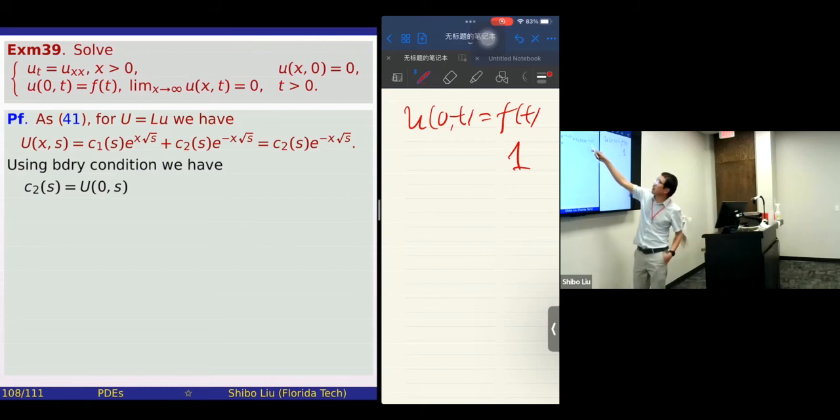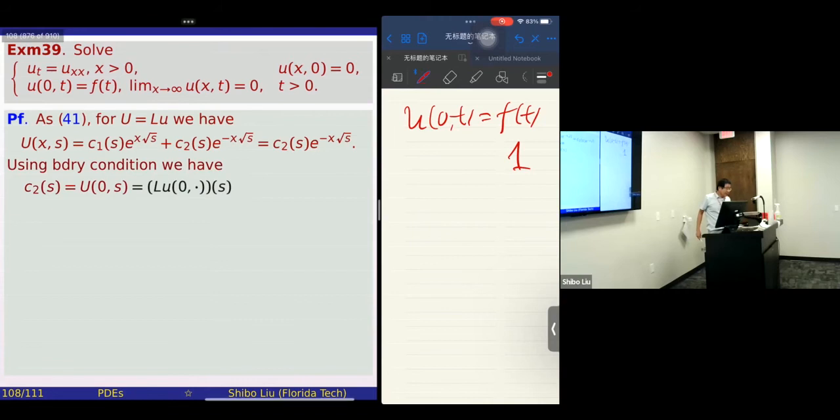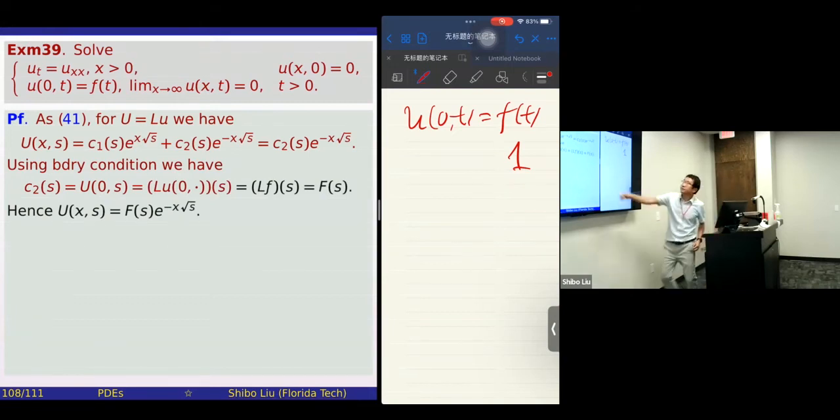Let the small x be 0. Therefore, this is 1. The right hand side is C2, the left hand side is capital U(0,s). But capital U(0,s) is the Laplace transform of the small u when x equals 0. But when x equals 0, the small u is f(t). Therefore, that is the Laplace transform of the small f, which we denote by capital F. So C2 is capital F(s). Therefore, our capital U equals capital F(s) times this exponential function.